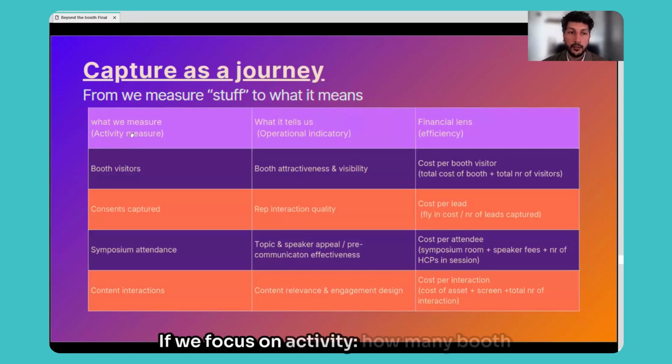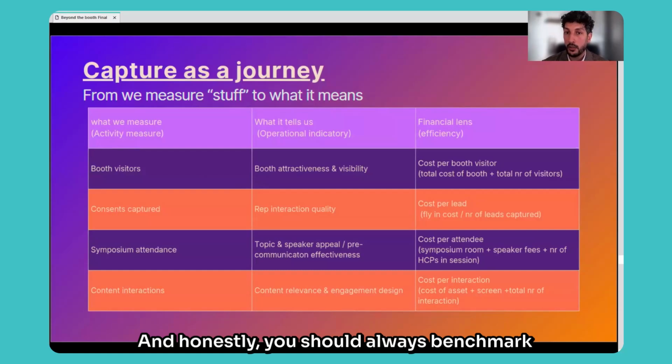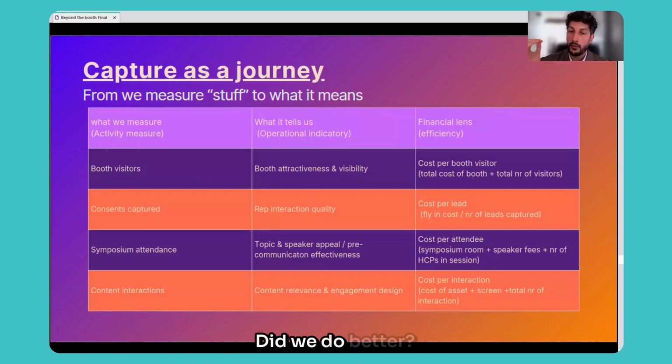If we focus on activity, how many booth visitors did we have? What this tells us is actually booth attractiveness and visibility. To answer Cyril's question, there is a causal link between how well your booth is designed, where it was located, how inviting you are, and then how many booth visitors you have. And honestly, you should always benchmark compared to your previous year. Did we do better? Did we do worse? And try to understand why.